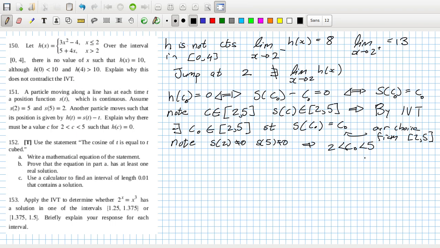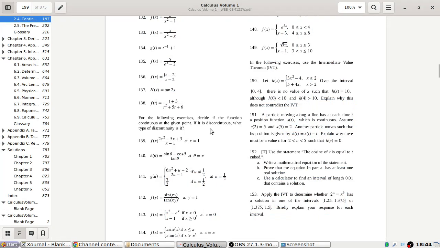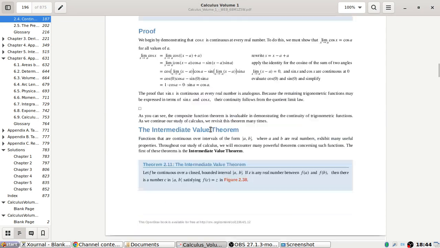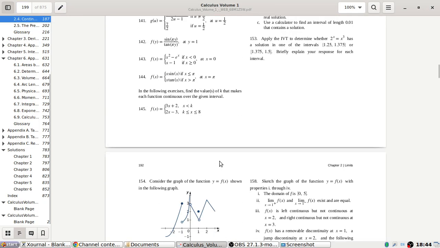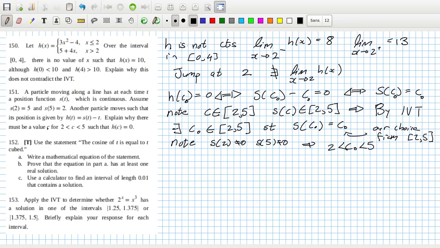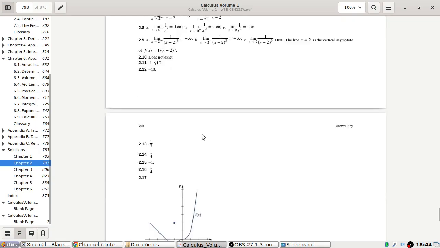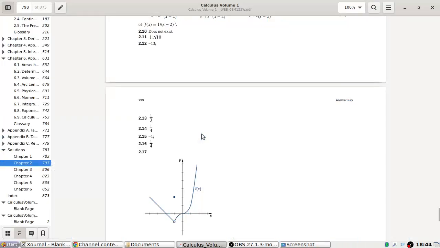I can't remember if for the IVT, if the set has to be open or closed. I better check it here. Yeah, it's closed. Okay, I'm sure I could write that proof a little bit more elegantly, but it's an odd one, so the answer would be at the back. 151.